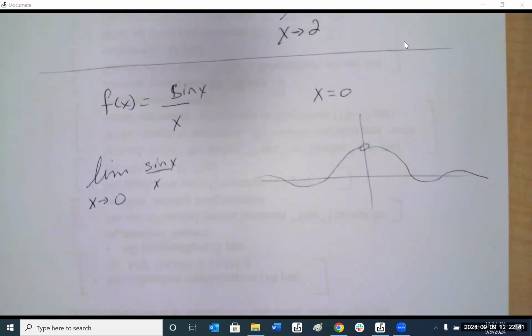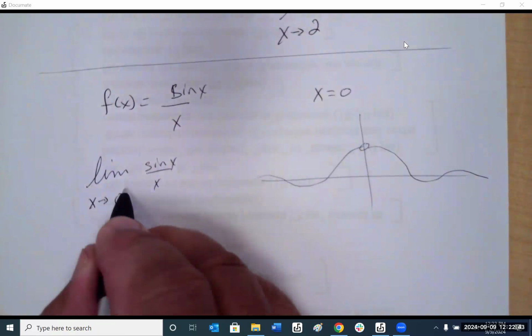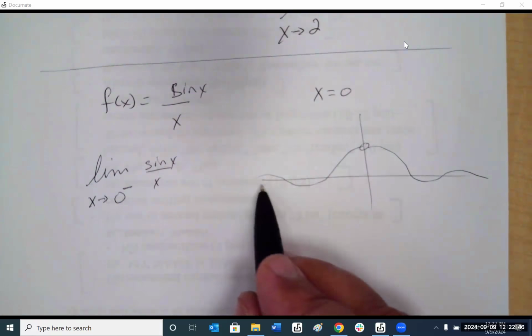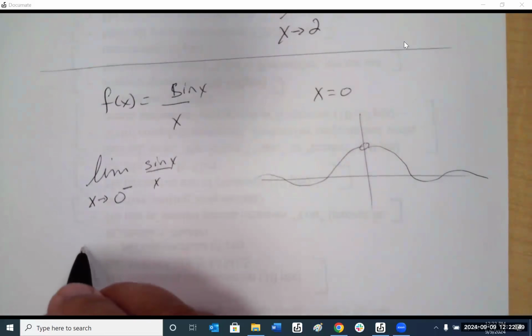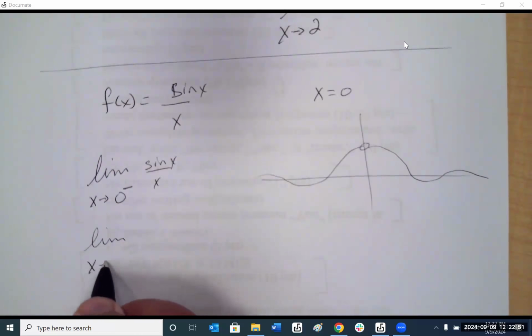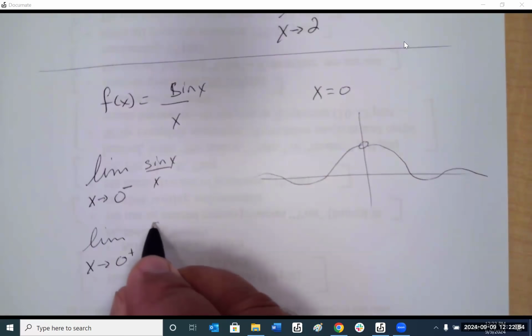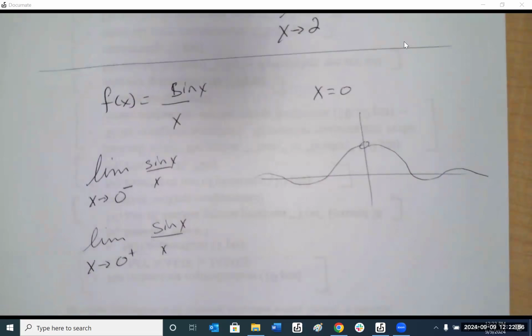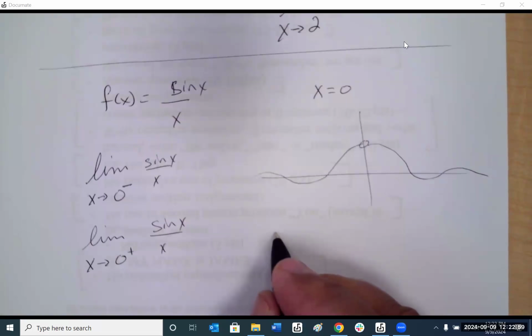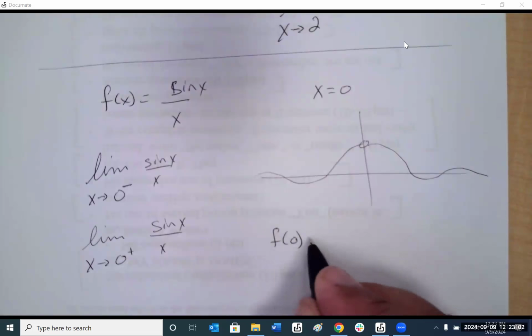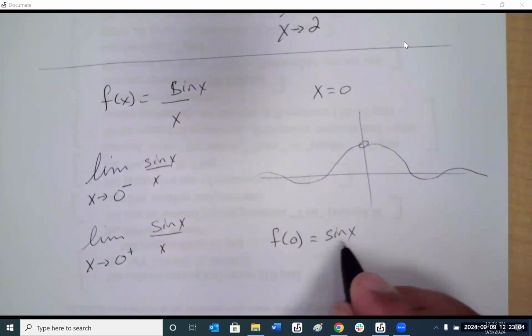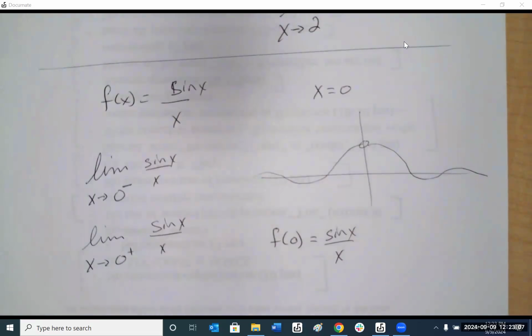To be continuous, three things have to exist. We have to be able to go from the left side, from the right side, and then we also have to be able to do it at that value. Remember, it has to have a left side limit, right side limit, and they both have to point to the same place. That same place has to be that value.